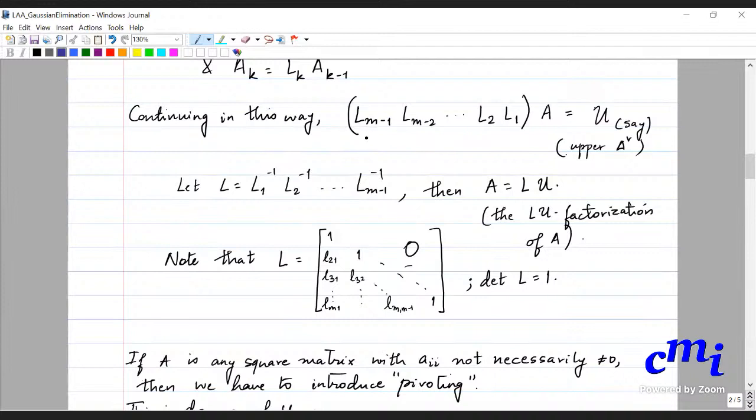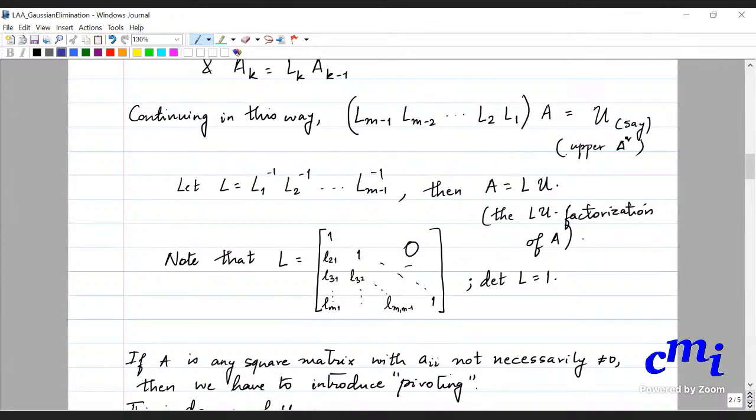So what I'm going to do now is just rearrange this by sending all this to the other side. Of course, when we send this to the other side, we have to take inverses. So let L be this matrix, the product of the inverses L1 inverse, L2 inverse up to Lm minus 1 inverse. Then you will have written A as L times U, where L is a lower triangular matrix because it is a product of lower triangular matrices, and U is the upper triangular matrix that you obtain by this reduction.